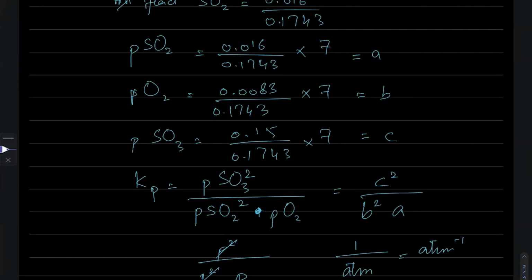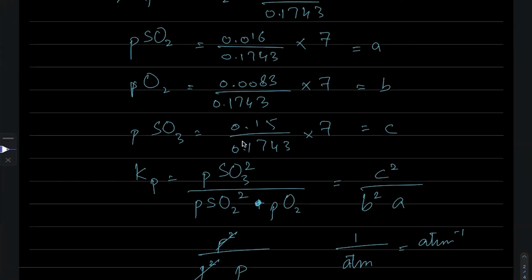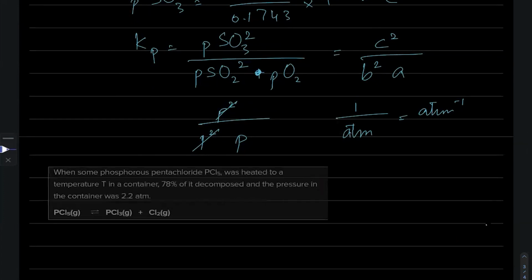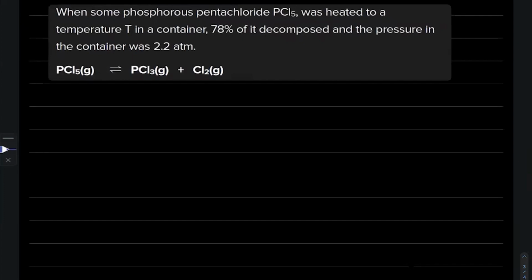Okay, so let's take another example of this. Any questions so far? It's a pretty straightforward process. When phosphorus pentachloride is heated to a temperature T, it decomposes to give PCl3 and chlorine. This is a super important reaction for halogen alkanes. We use this all the time.